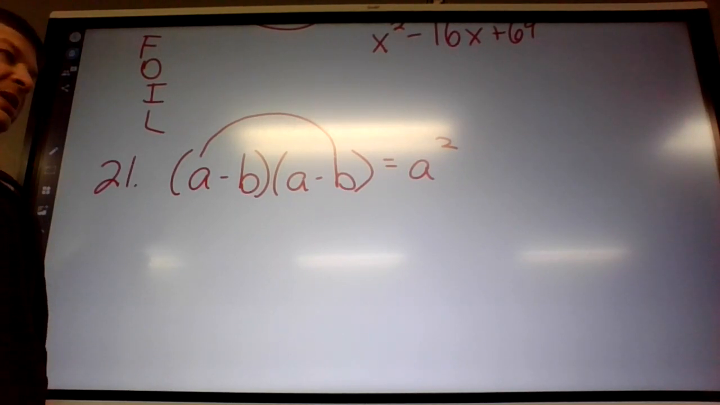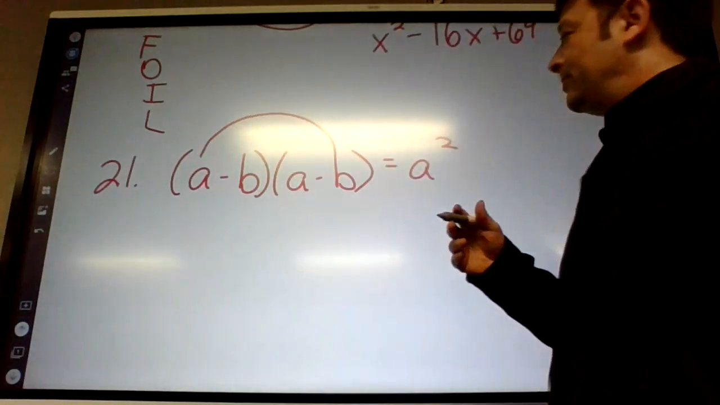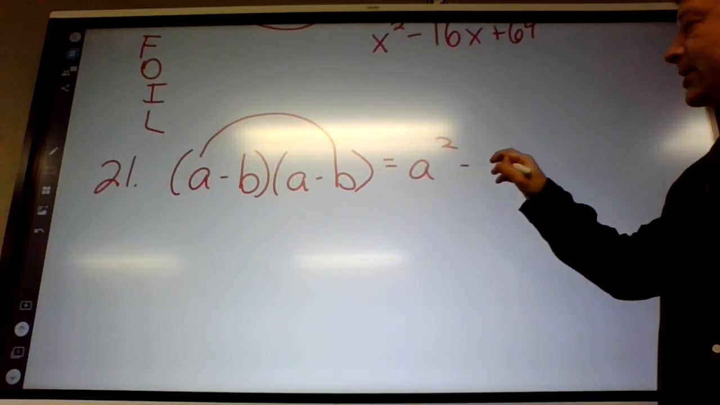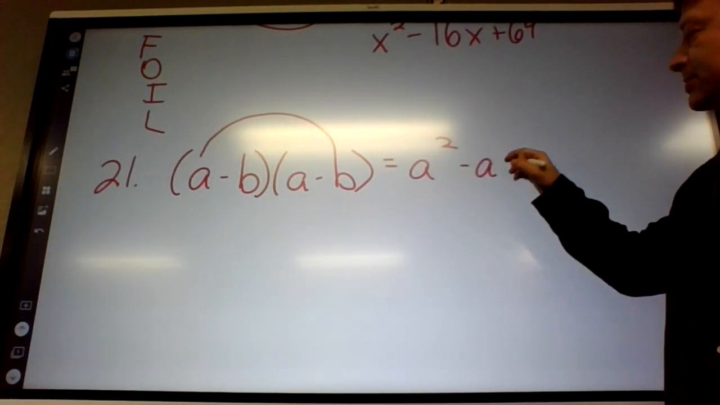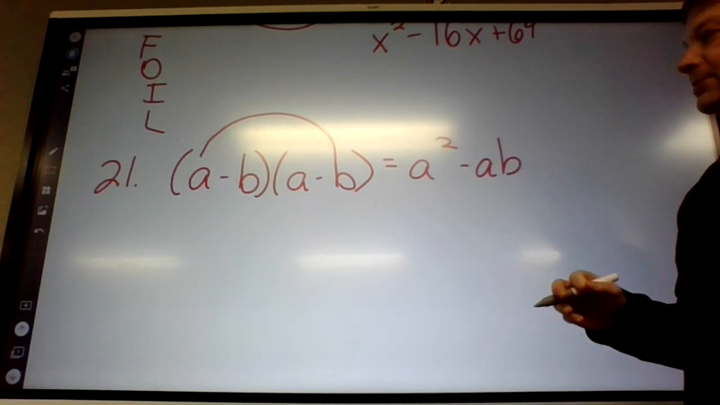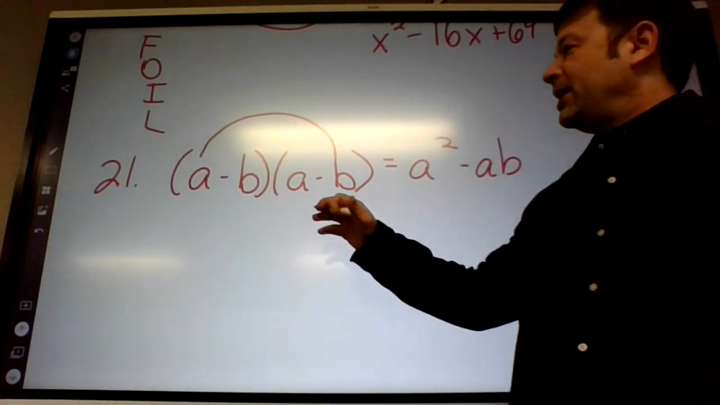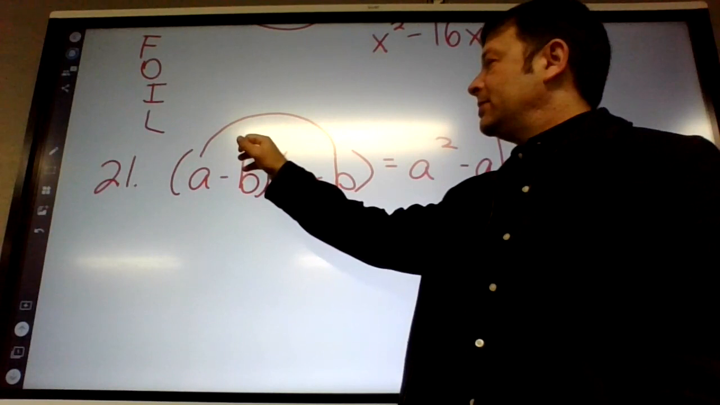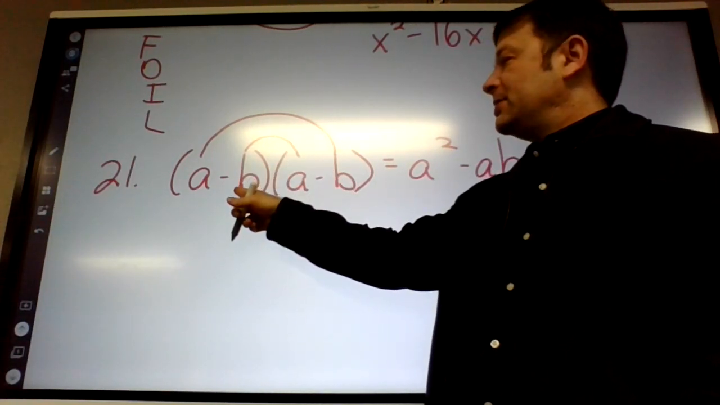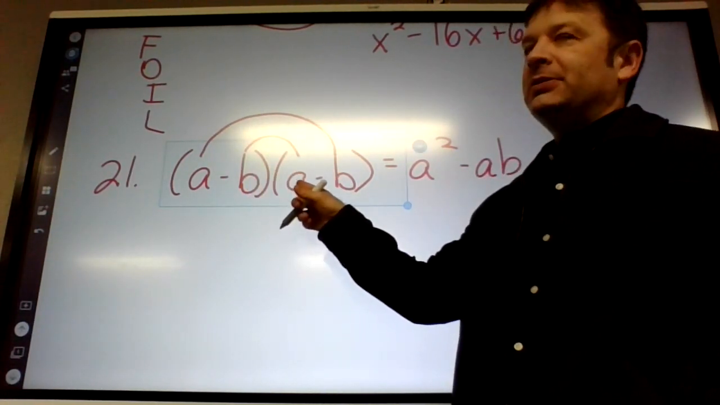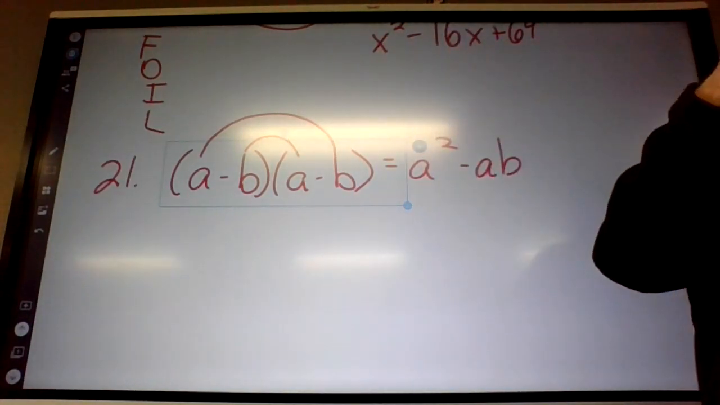Well, can we simplify A times B? No. But if one of them is negative, it's going to be negative or minus. So just A times B. Can't really clean that up any. Okay, and then the inside is negative B times A. What would that be?